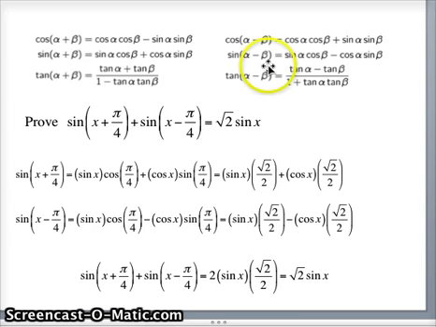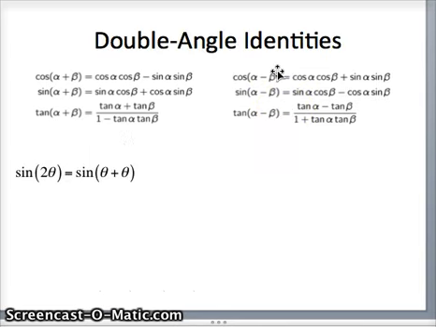Now, these product to sum, these sum and difference identities are important, but frankly what's more important are the double angle identities. So how can we derive the double angle identities from these identities? Well, if I look at sine of 2 theta, what does 2 theta mean? 2 theta is theta plus theta. So if I'm looking at sine of alpha plus beta, replace alpha with theta, replace beta with theta. What is that going to give me?